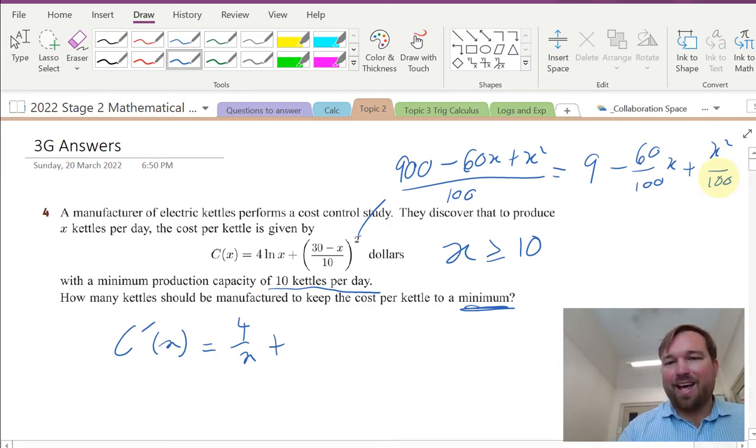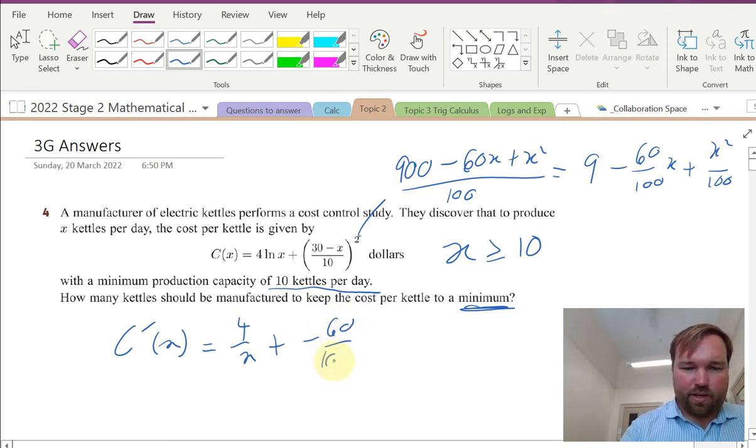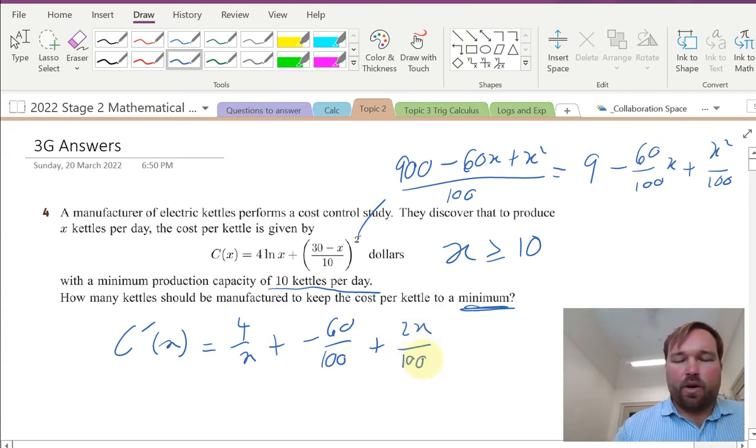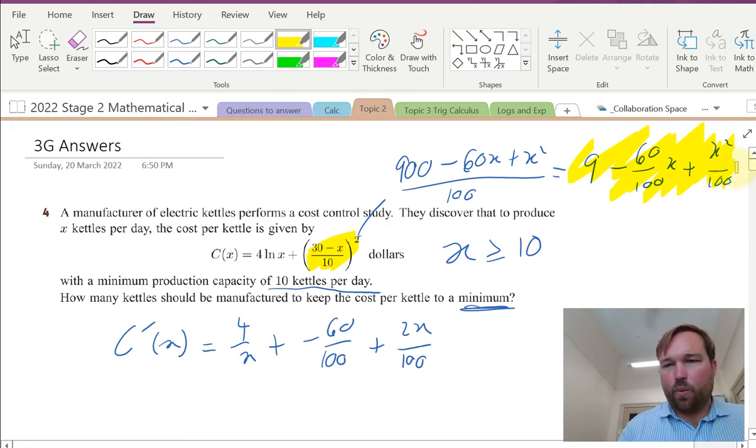To derive that, the 9 disappears, that goes into minus 60 on 100, and then this goes plus 2x on 100. So I've done that in a couple of steps. It's not particularly pretty, but I would expand this out, recognizing that it is the same as this. And then when it's a polynomial all cut up into chunks, it makes it relatively easy to derive.